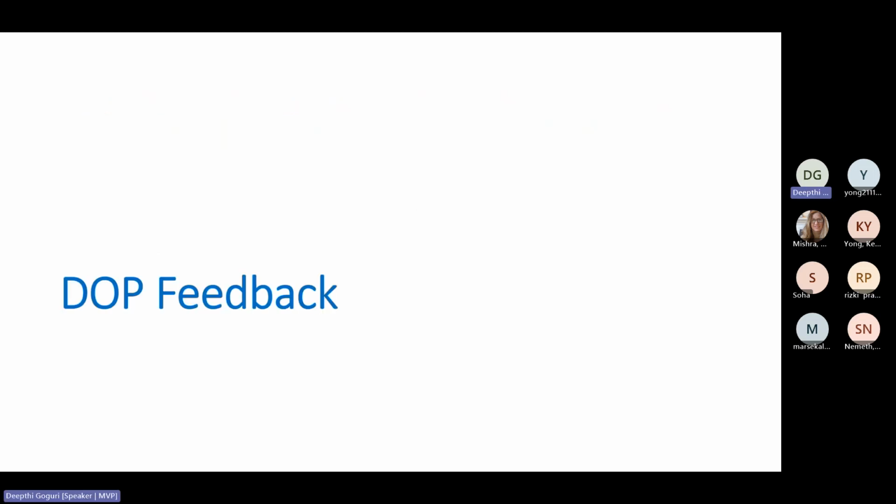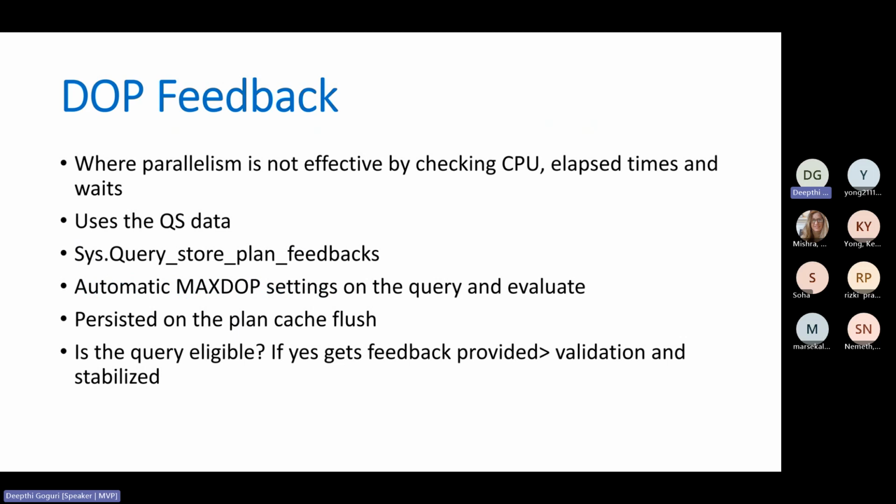The other one is degree of parallelism feedback. The main goal of this degree of parallelism feedback is to make sure it will not use the cores unnecessarily when there is no need of parallelism, or if it is using too many cores to run your query. It will go ahead and automatically decrease based upon your workload.